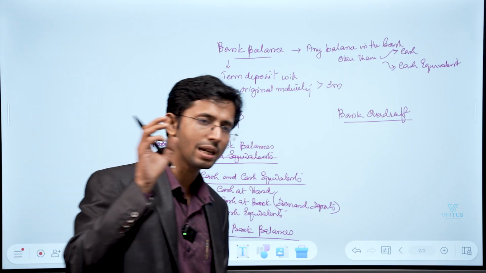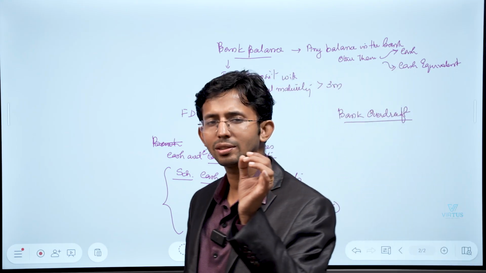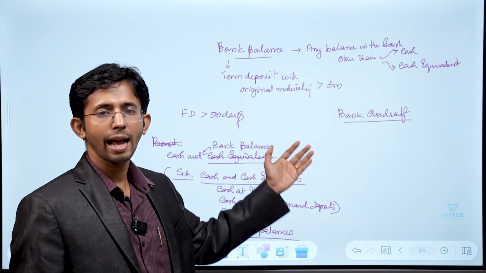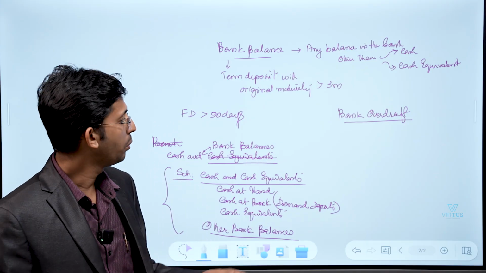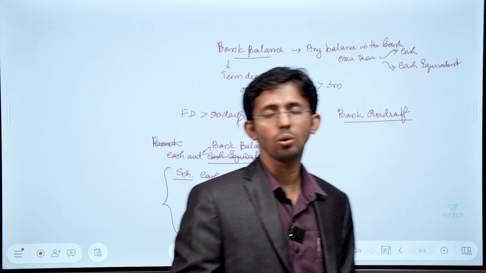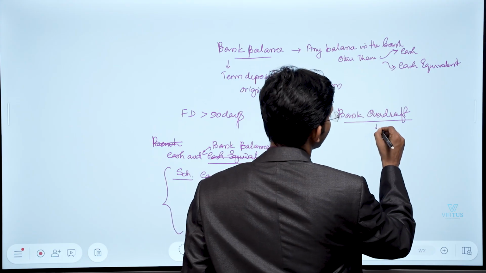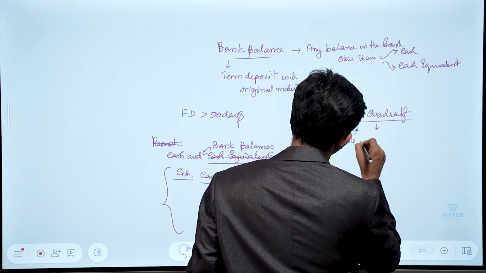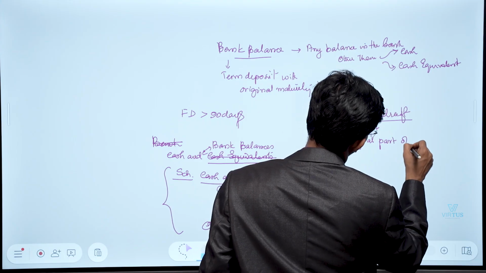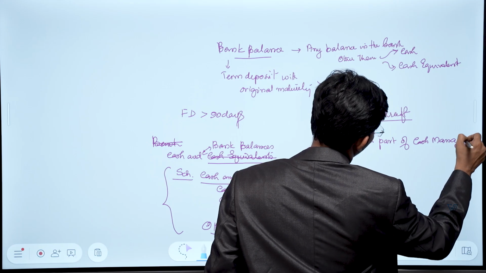Now, can you consider this overdraft as part of your cash and cash equivalents? The answer is, sometimes you can, sometimes you can't. As per Ind AS 7, if you want to classify a bank overdraft as a cash equivalent under cash and cash equivalents, you have to see whether this is an integral part of cash management. What is this integral part of cash management?